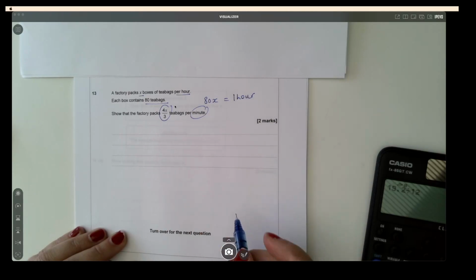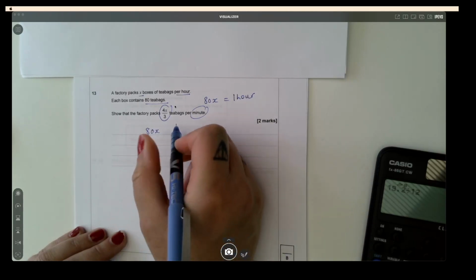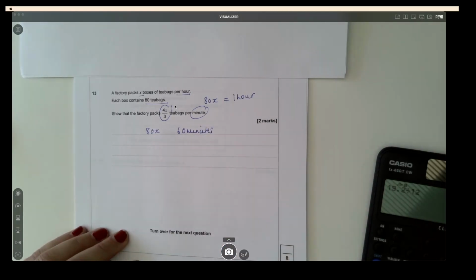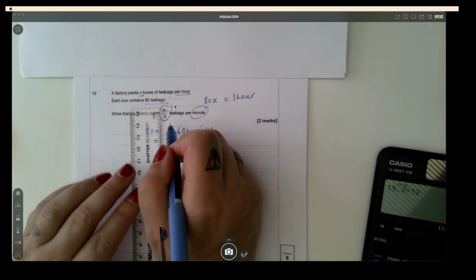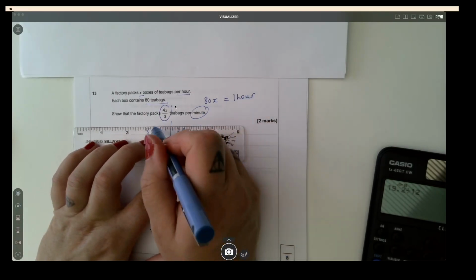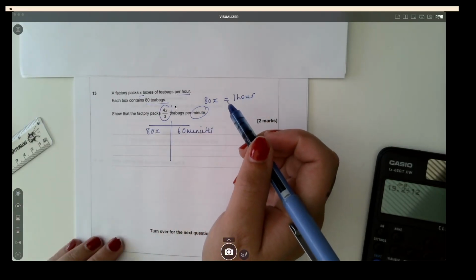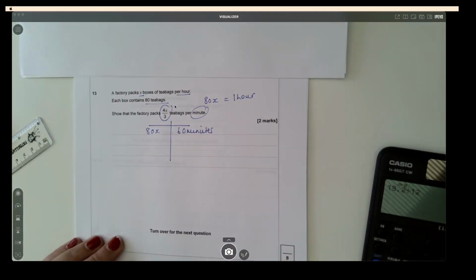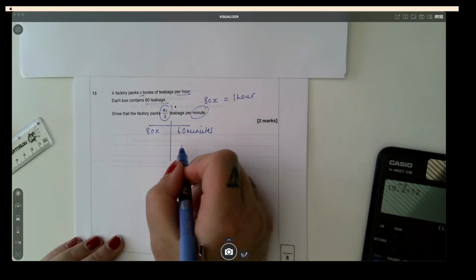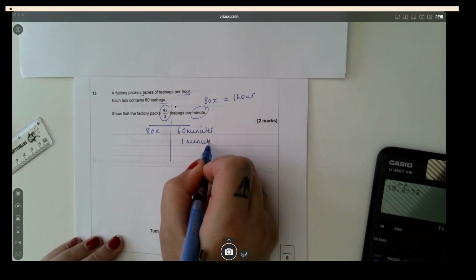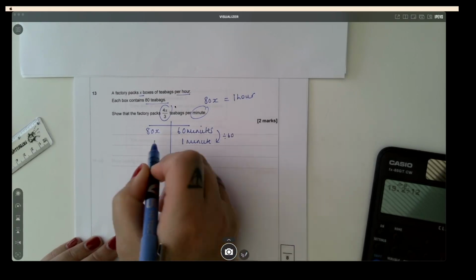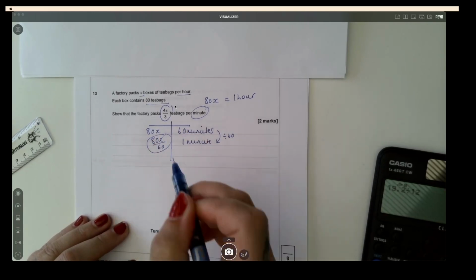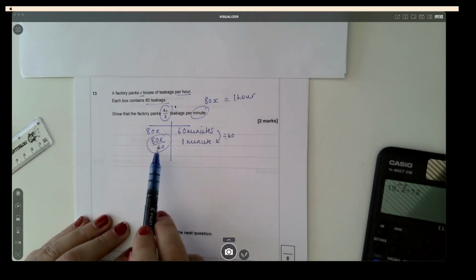We're dealing with minutes here though. So 80x would give us 60 minutes. Again, a proportion table just to organise myself. So there's 80x tea bags in 60 minutes. We want 1 minute. So we're going to divide by 60. So we've got 80x over 60 at this point. So this gives us the number of tea bags per minute.